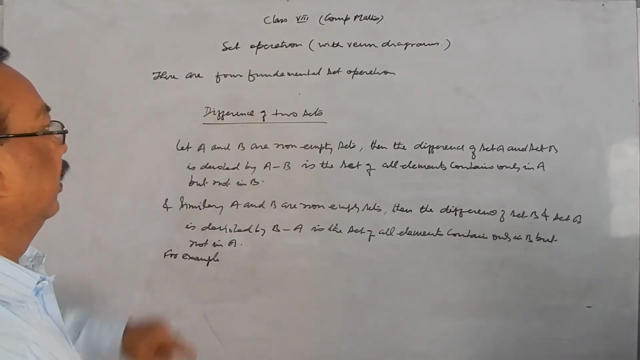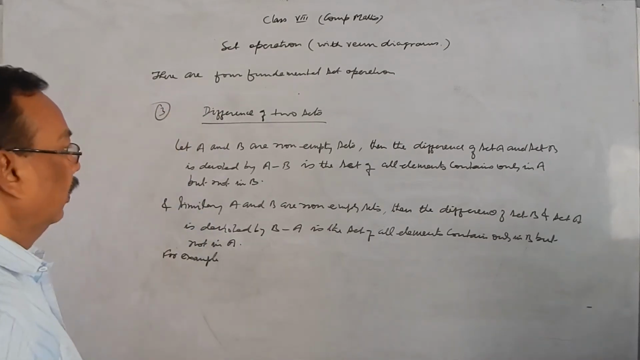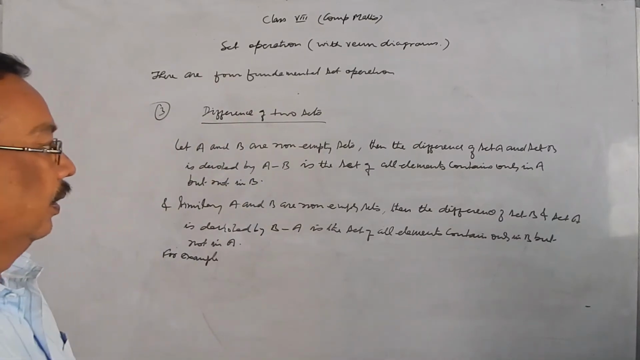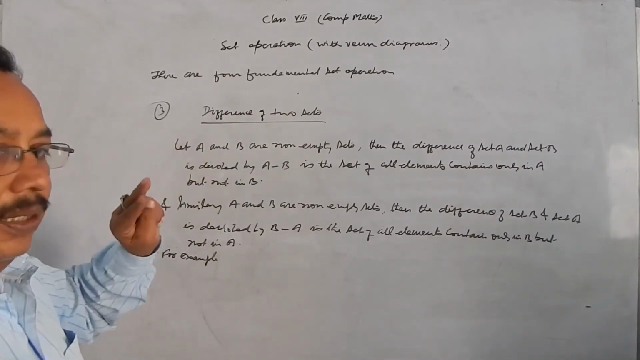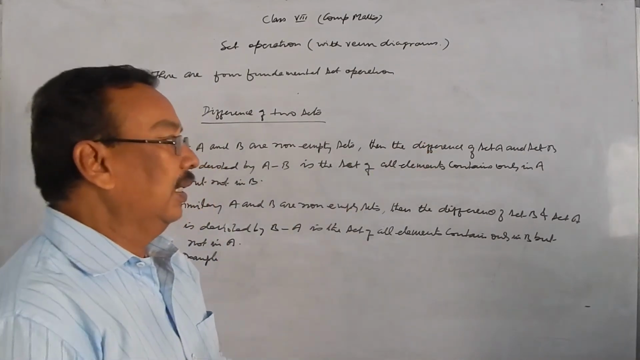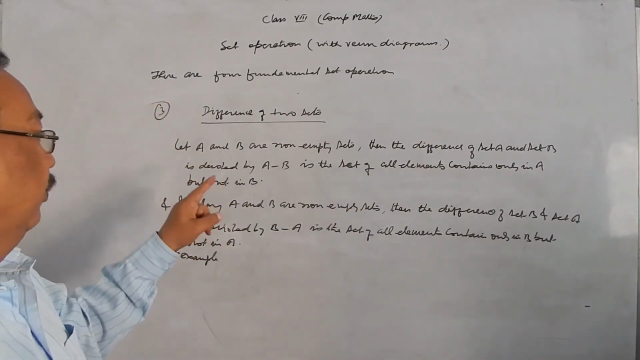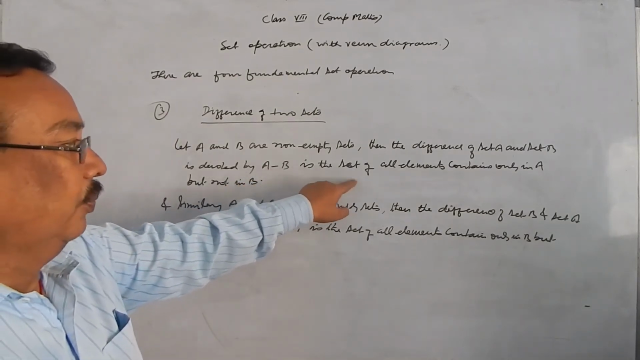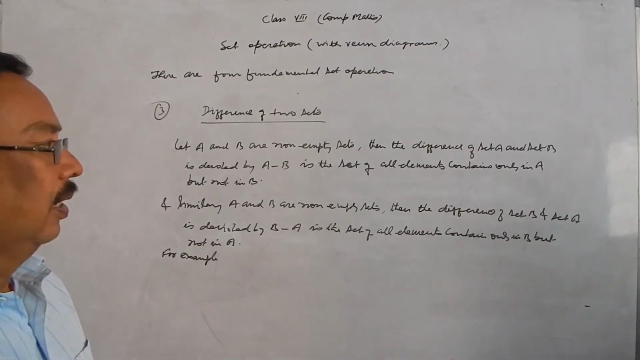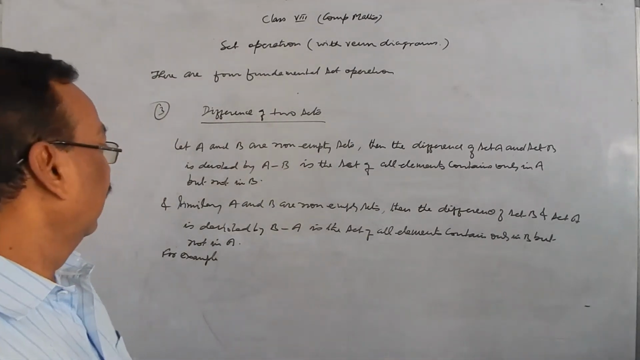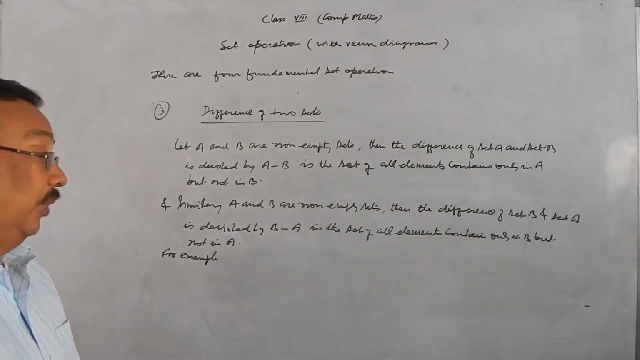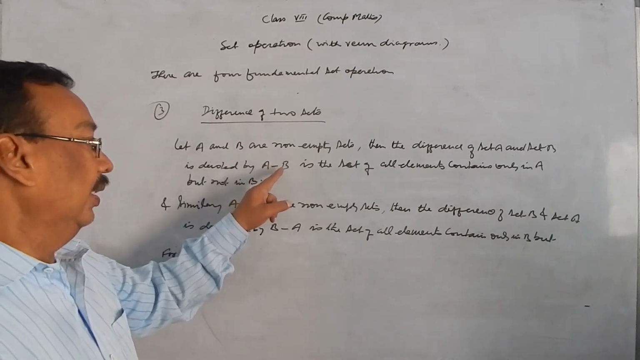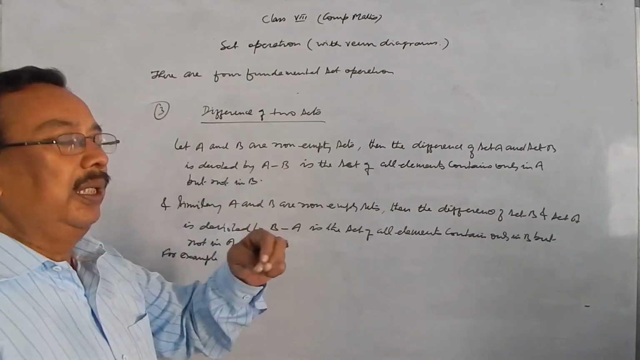Difference of two sets. This is the third one. A and B are non-empty sets. Then the difference of sets A and B is defined as A minus B, the set of all elements contained only in A but not in B. That will lie in A but it will not lie in B. With the minus sign, all elements of B are omitted.